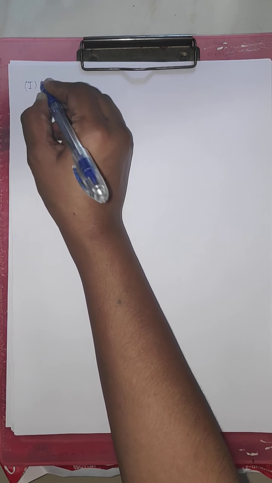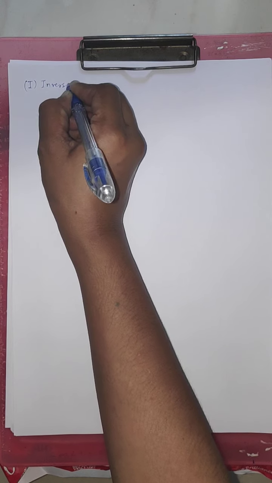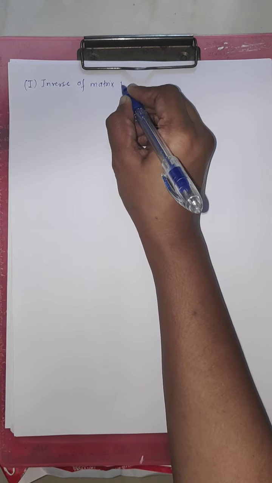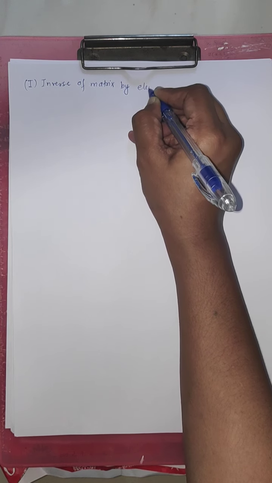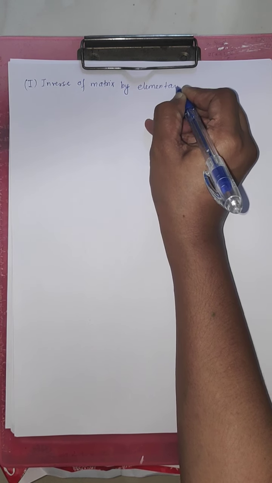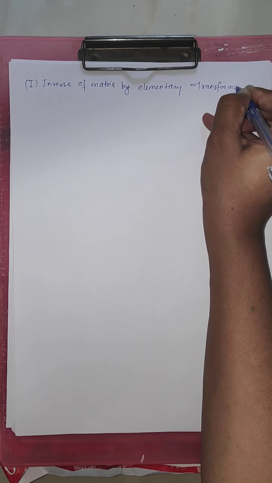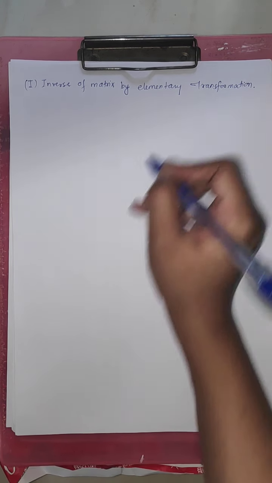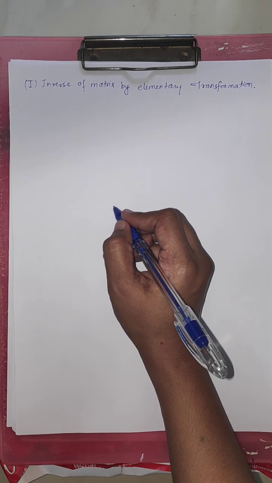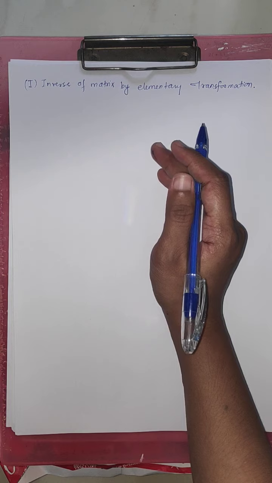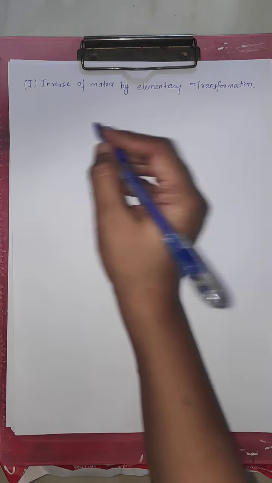So the first method is inverse of a matrix by the elementary transformation method. There are two types of elementary transformation, obviously by row or by column. So, inverse of a matrix by elementary row transformation or column transformation.